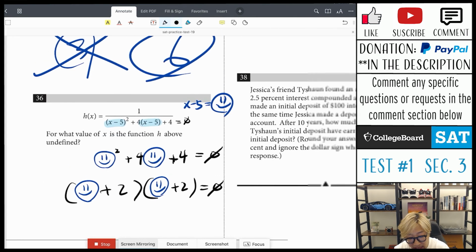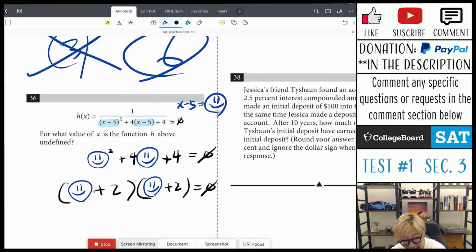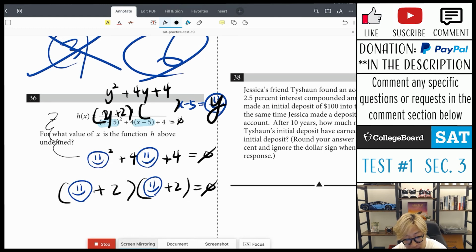If this is not making any sense to you, this is how I'm looking at it. Just call this y, because then that'll be y squared plus 4y plus 4. So I'm just factoring this as y plus 2, y plus 2. I'm just using the smiley face to make it kind of stupid and funny, but whatever.